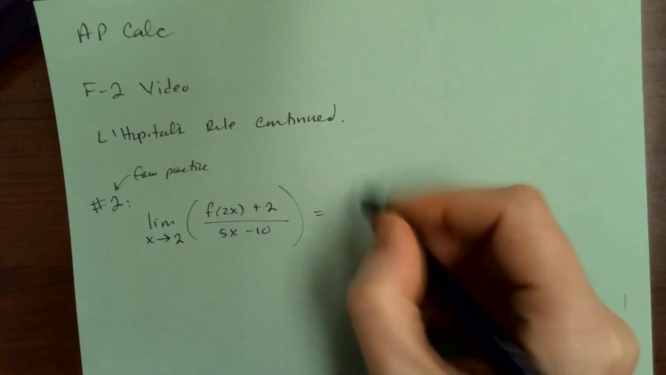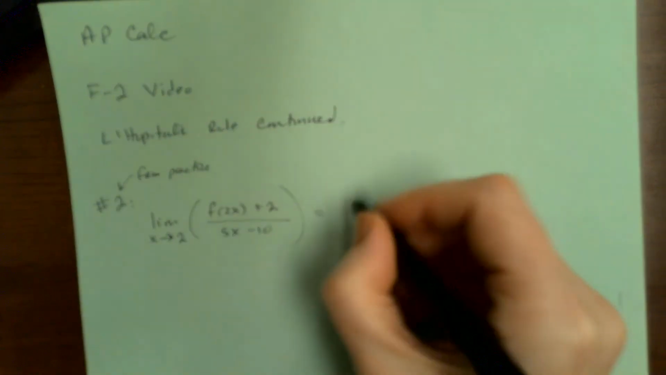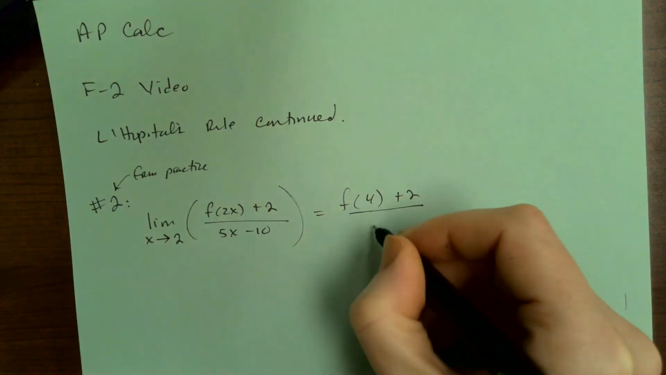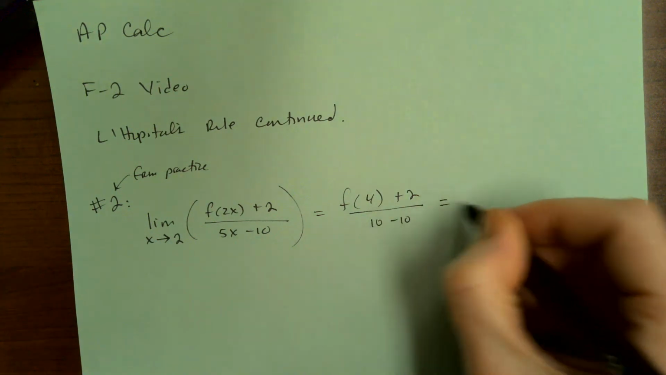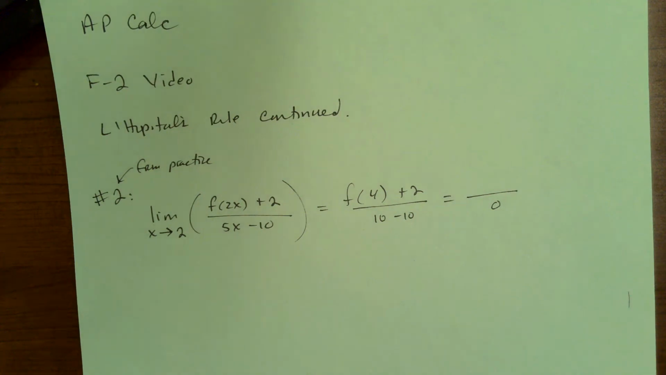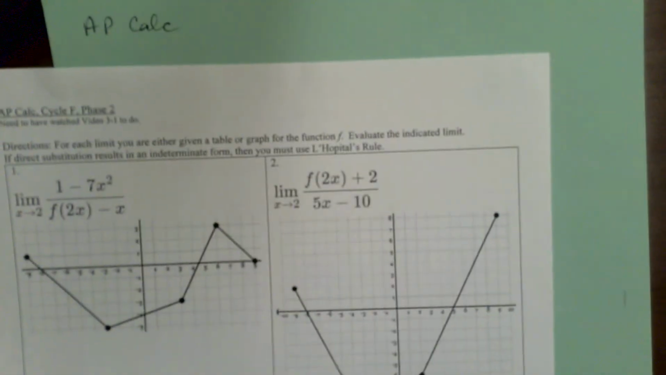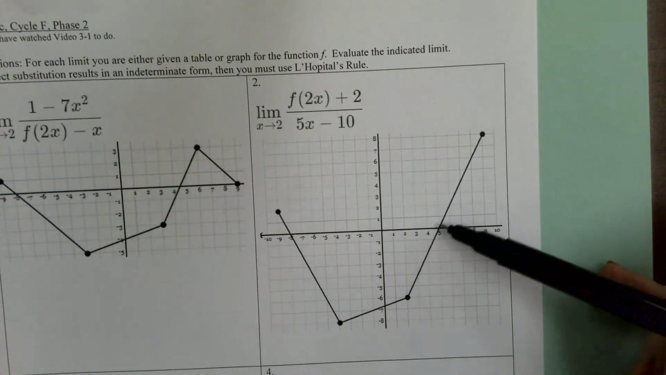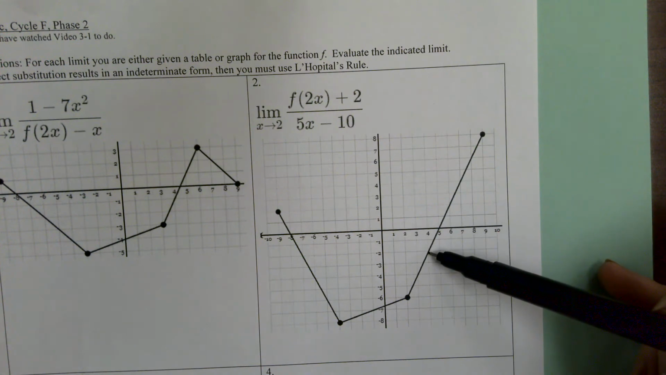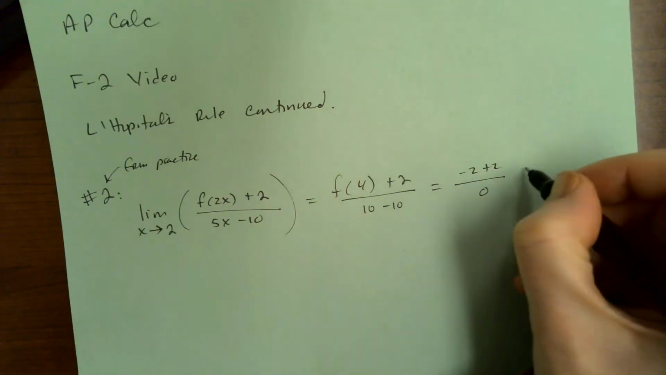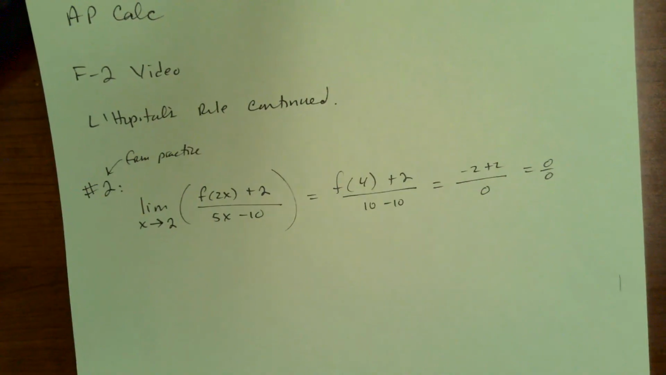So when I'm direct substituting, the 2 is going in for the x. So this ends up being f of 4 plus 2 over 10 minus 10. So you know that the denominator is 0, but we can't use L'Hopital's rule unless the numerator is also 0. So for f of 4, we need to look at this graph. This is the graph of f. So f of 4, I go over to 4. So f of 4 is negative 2. Yeah, so this is negative 2 plus 2. It is 0 over 0.